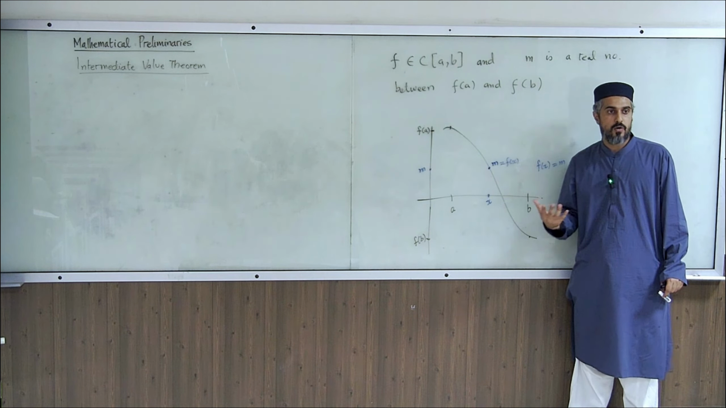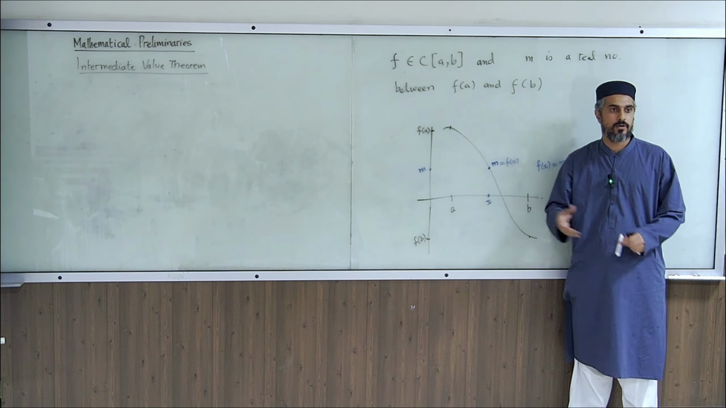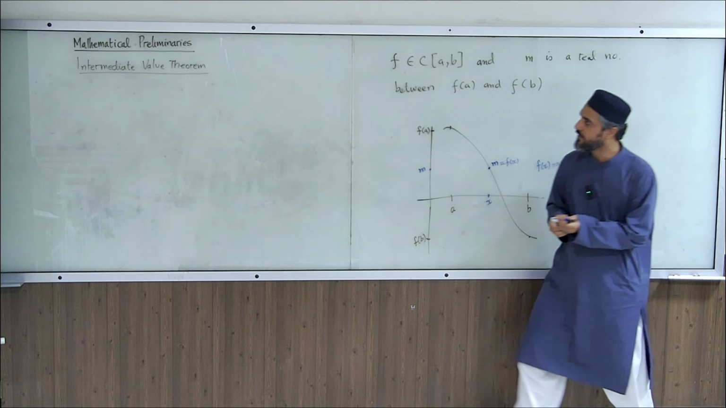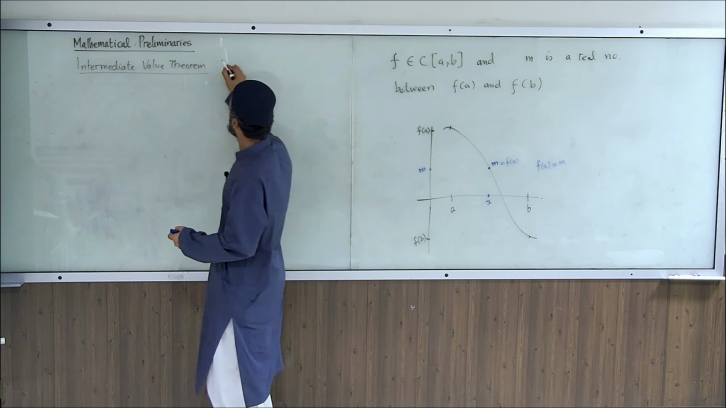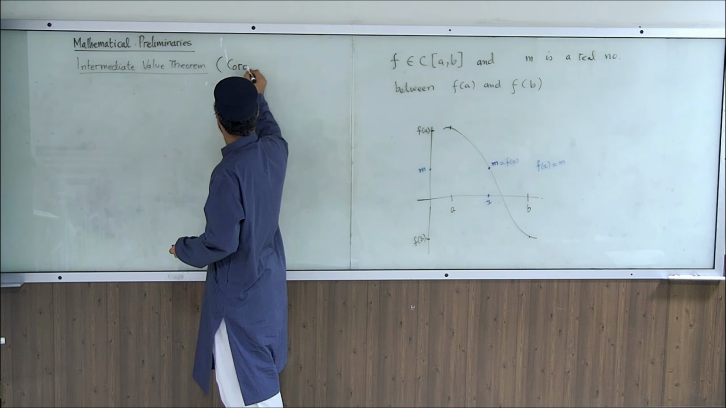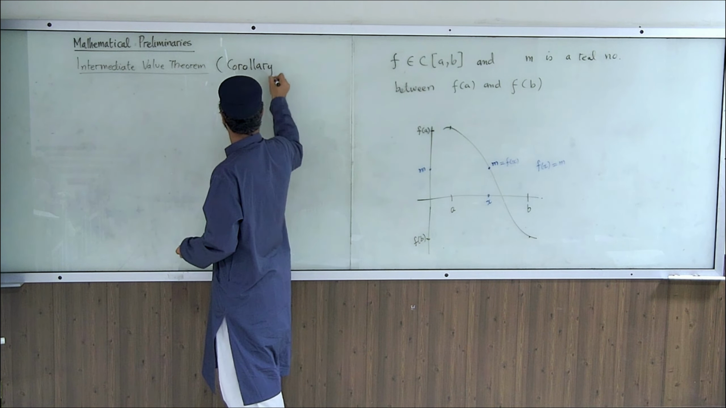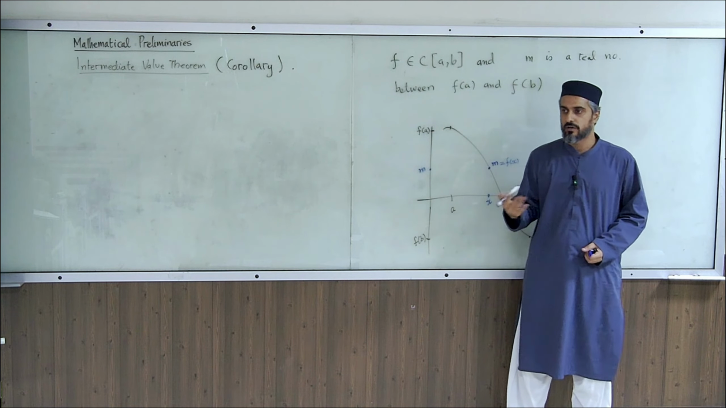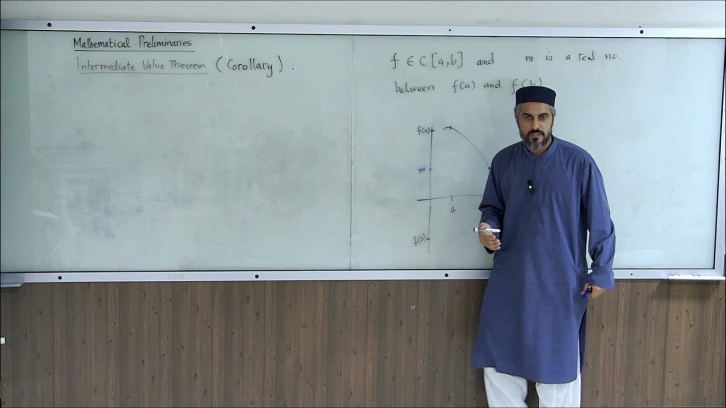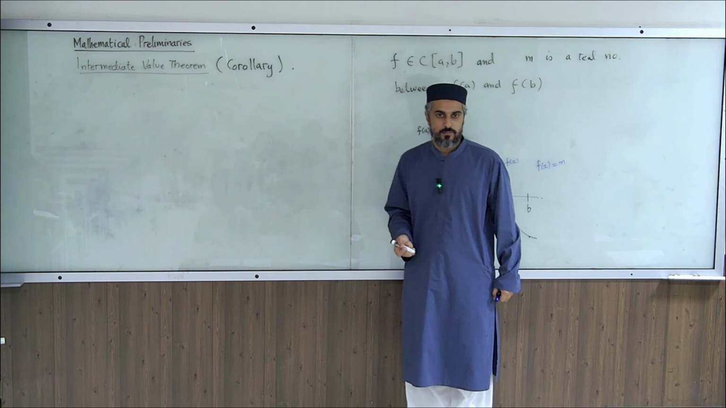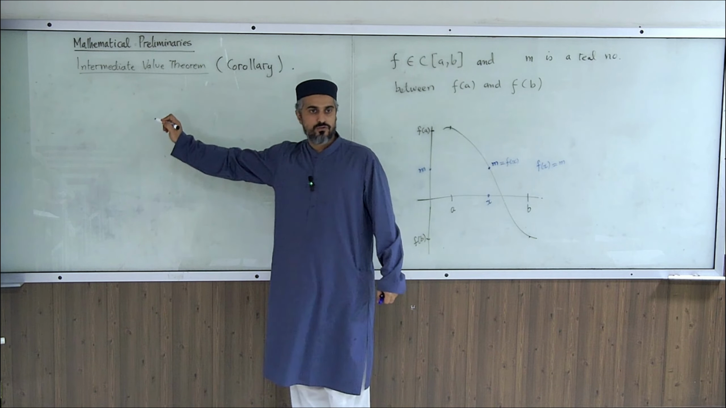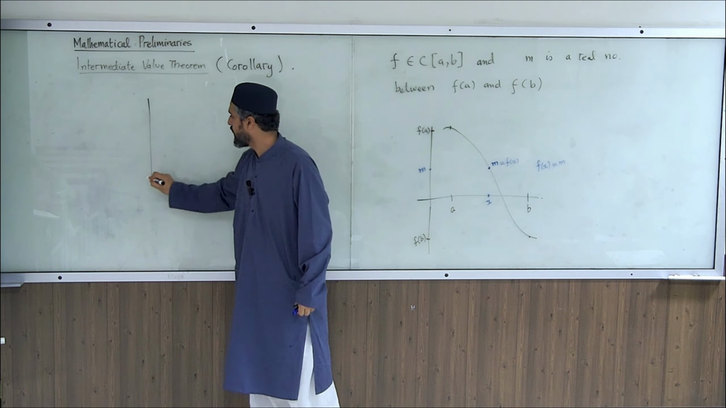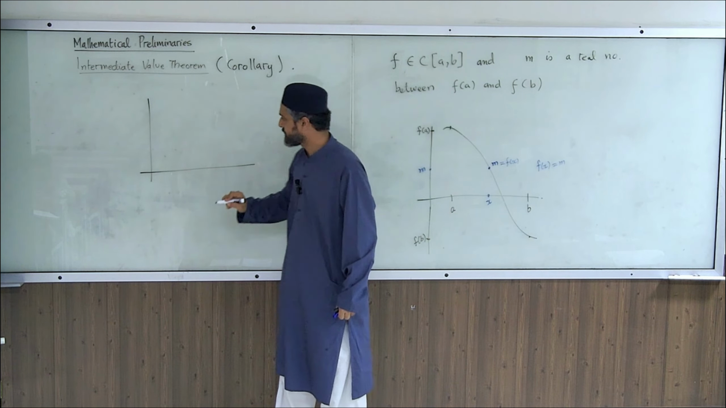Now we'll see how it helps us in solving equations. For that I will be using a consequence of the intermediate value theorem. That is called a corollary. That is a deduction from the main theorem. So I will try to go towards that deduction by using again a graphical view.